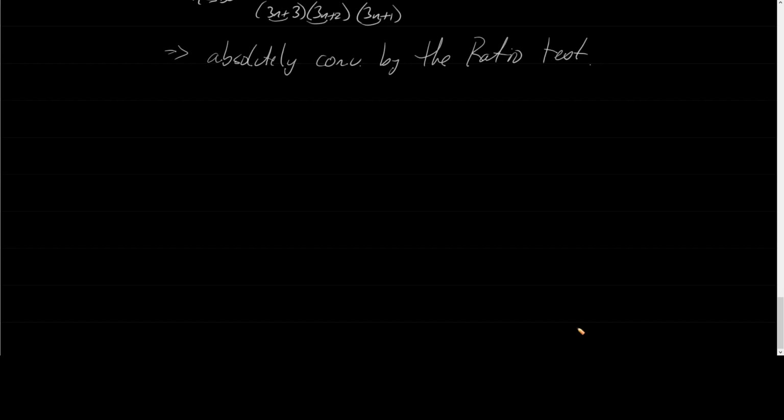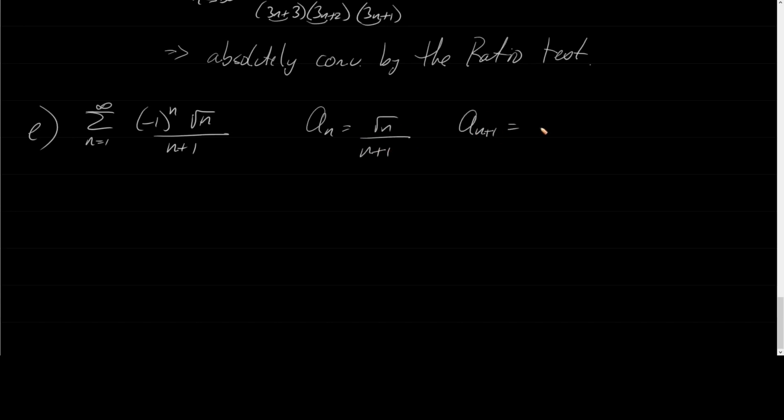E. Let's look at the series from n equals 1 to infinity of (negative 1) to the n times the square root of n over n plus 1. Since we need to take the absolute value anyways, I'm going to define a sub n to be the square root of n over n plus 1, and a sub n plus 1 is going to be the square root of n plus 1 over n plus 1 plus 1, in other words, n plus 2.